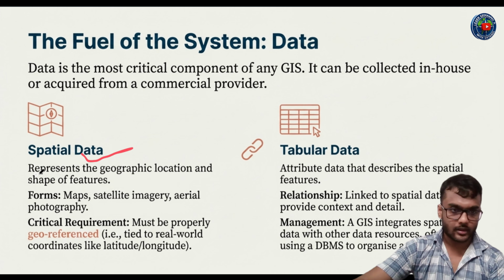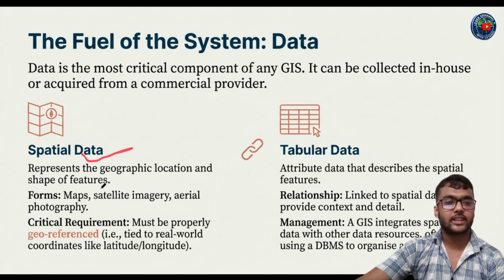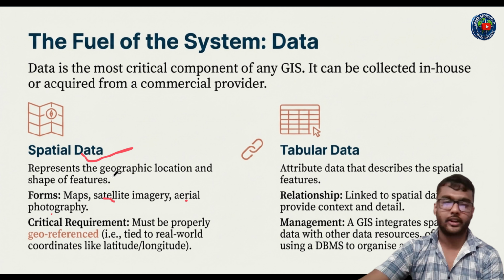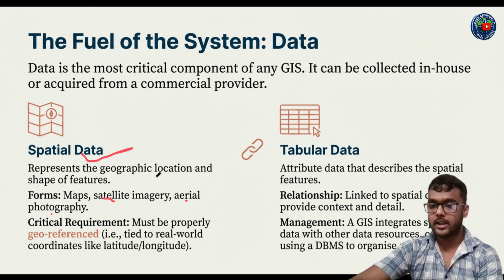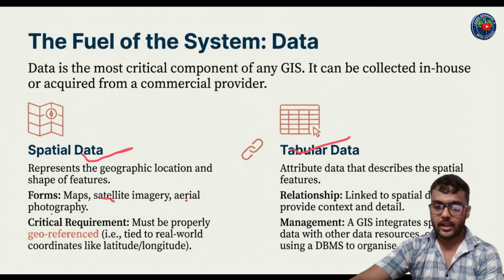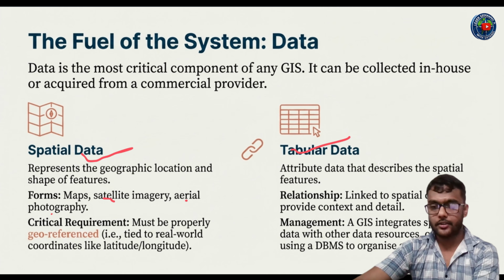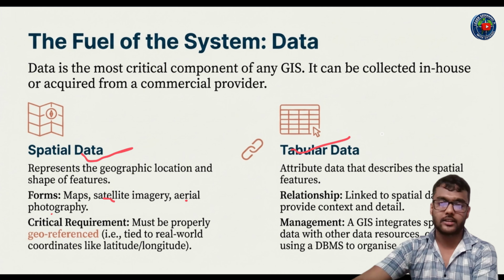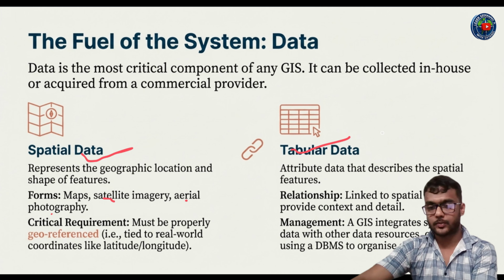Spatial data represents the geographic location and shapes of features, in forms like maps, satellite imagery, aerial photography, etc. A critical requirement is that it must be properly georeferenced, that is, tied to real-world coordinates like latitude and longitude. On the other hand, tabular data is attribute data that describes the spatial features, linked to spatial data to provide context and details. Management: GIS integrates spatial data with other data resources, often using a DBMS, that means database management system, to organize and maintain it.